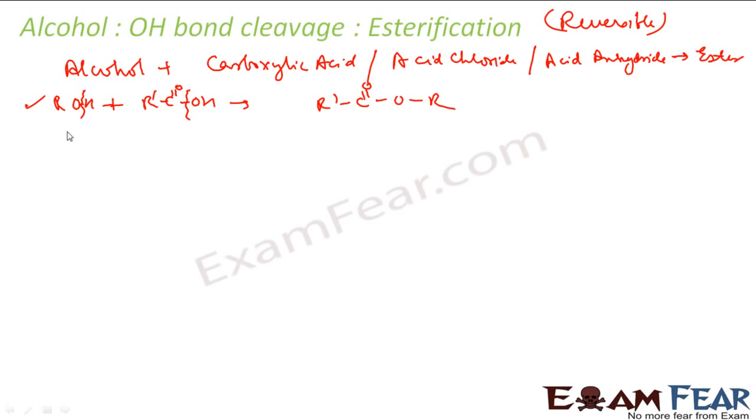The second reaction will be again I have ROH. I'll take acid chloride here. These are all reversible reactions. So I'll put H plus like this. So here what happens is this bond breaks, and here this bond breaks. So you get R-COOR.